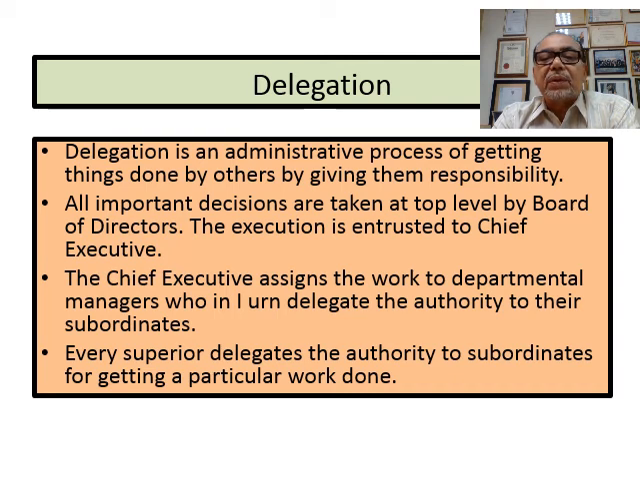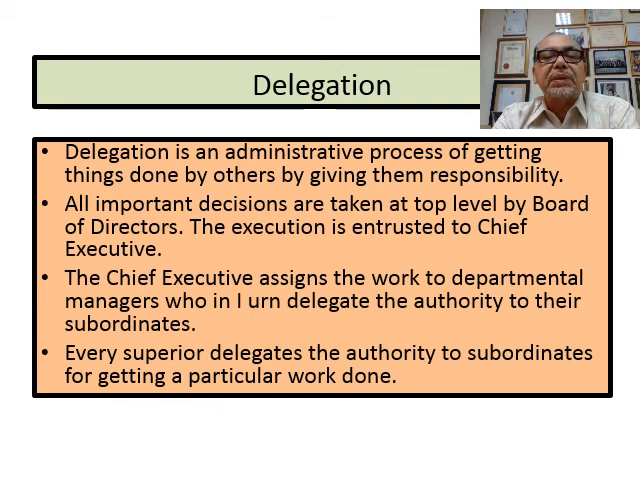The chief executive assigns the work to the departments. I, as chief executive, assign the work to the head of the academic department, on how to teach the students, for example. I delegate to the account department how to look for finance, to pay the workers, to pay the salaries, to pay everything. So I again delegate another level down. Every superior delegates authority to subordinates for getting a particular work done.